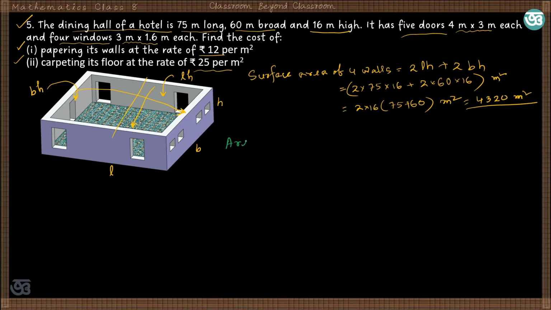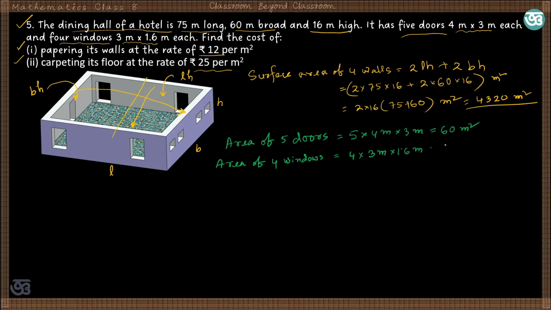Now from this surface area, we have to deduct the area of the 5 doors and 4 windows. So area of 5 doors is equal to 5 multiplied by 4 meter multiplied by 3 meter, and this is 60 meter square. And again, area of 4 windows is equal to 4 multiplied by 1 window, which is 3 meter multiplied by 1.6 meter, is equal to 19.2 meter square. So we have to deduct this area of the doors and the windows from the surface area of the 4 walls, and from that we'll get the area for the papering.